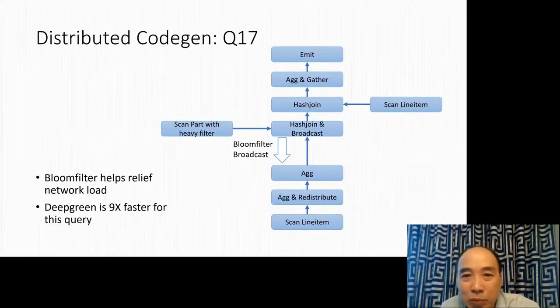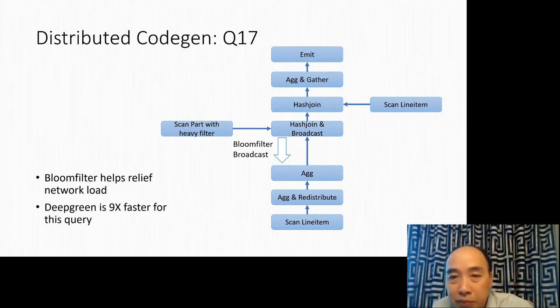So here's Q17, where the bloom filter really makes a big difference. You scan the line item, you aggregate and redistribute them, and you aggregate again before you push it to the hash join. And here, when you scan the part table with a very heavy filter, and you build up the hash table here, you are able to push down the bloom filter to this aggregate, which would eliminate a lot of the traffic coming up here. And then you will see a big improvement in speed up. This is like 9x faster. I think originally this was about 2x, and with the bloom filter it goes up to 9x. So code gen makes a difference, but something like this makes an even bigger difference.